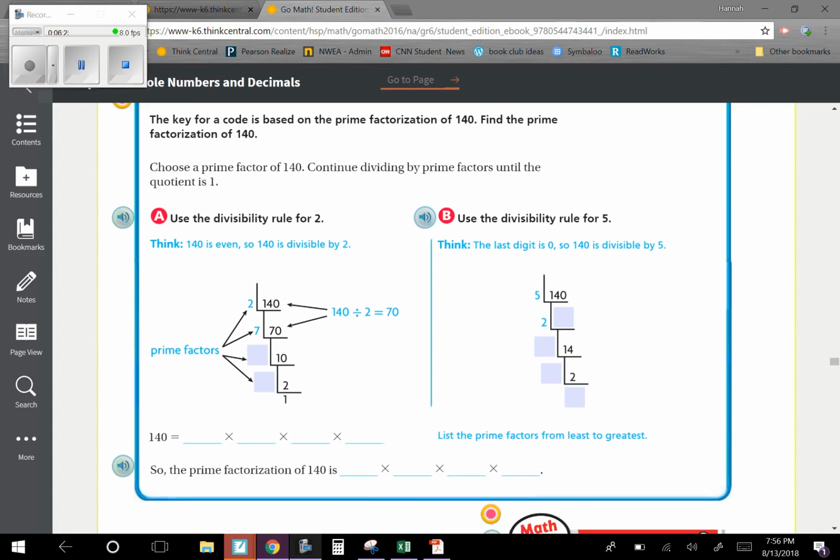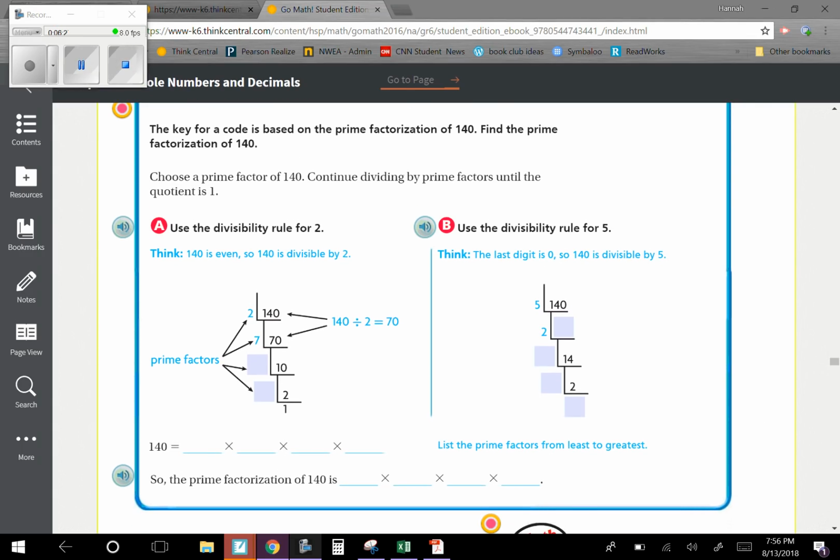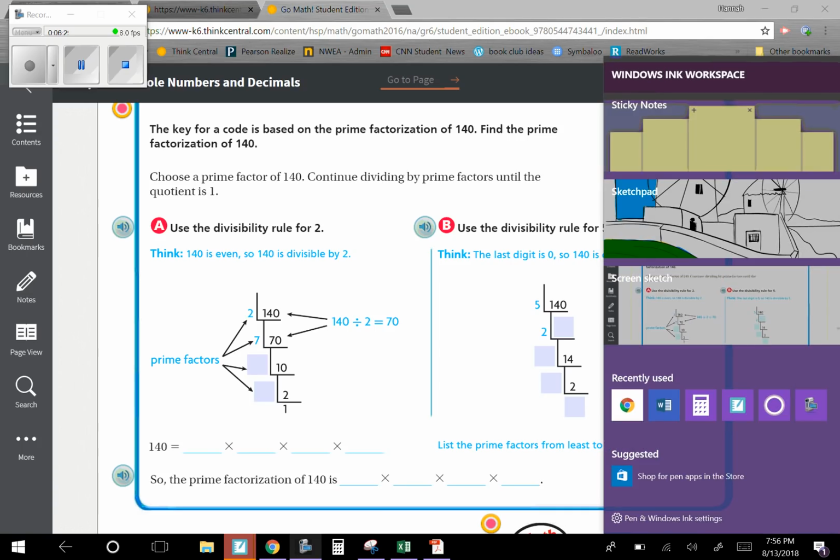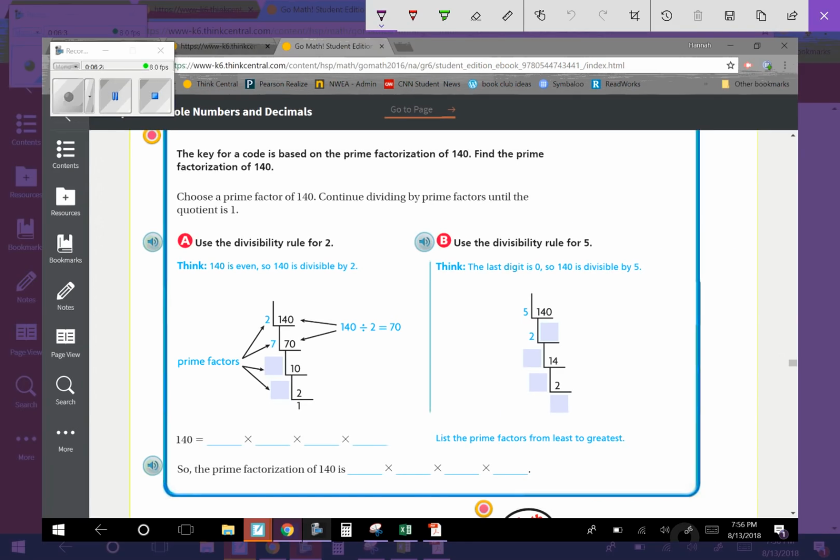Okay, so the key for code is based on the prime factorization of 140. Find the prime factorization of 140. Choose a prime factor of 140. Continue dividing by prime numbers. You can't just pick any number. You have to divide by prime factors until the quotient is 1. So once we get down here and we see that it equals 1, we know that we're finished because it can't go anymore. Okay, but you've got to divide by prime factors.